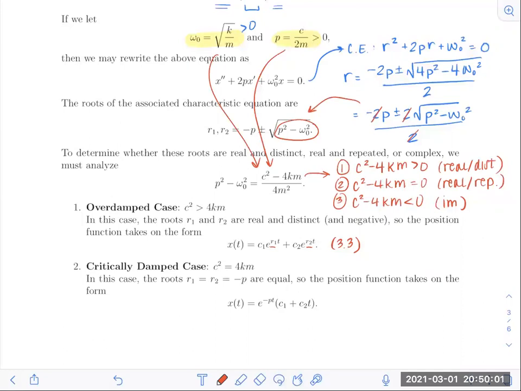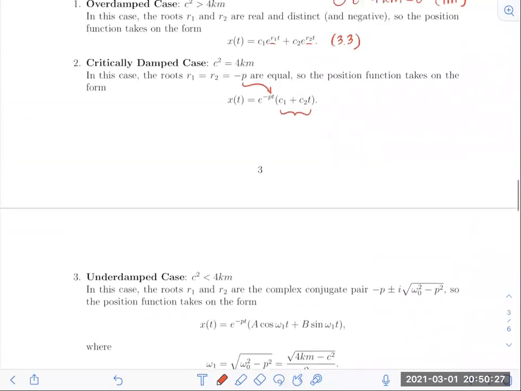In other words, we get that the portion underneath the square root goes to 0, and so we're getting a real repeated root, namely negative p. And so for that, again, we see that root occurring inside the exponential, but we have to tack on this C1 plus C2t because it has multiplicity 2. So that's the repeated root.